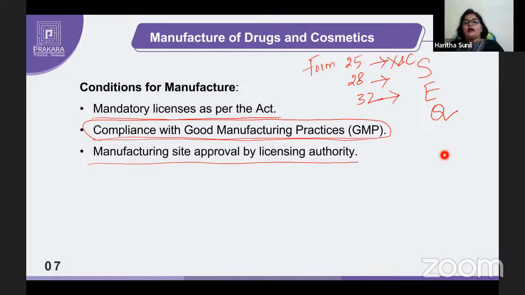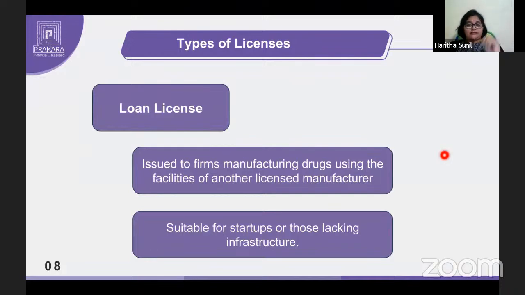Okay, so the conditions for manufacturing under this Drugs and Cosmetics Act ensure that all the products released into the market meet stringent quality and safety requirements, right? So compliance with the licensing and good manufacturing practices not only protects the customers, but also helps the manufacturers maintain their reputation and avoid legal penalties, right? So now the next one is types of licenses.